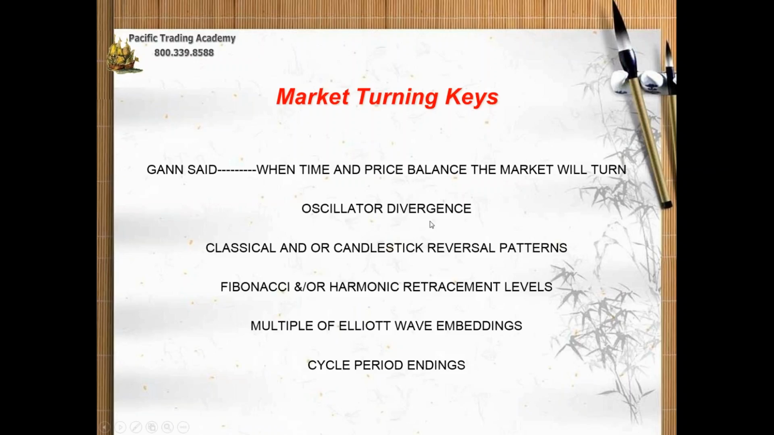What's another? Oscillator divergence. That's very simple for those of you who are familiar with it. Classical or candlestick reversal patterns. Fibonacci harmonic retracement levels. You may be familiar, you may not, I don't know. Fibonacci ratios and certain amounts of runtime based on certain Fibonacci numbers that comprise the sequence. Multiple Elliott wave embeddings, for those of you who are familiar with Elliott waves. Cyclical or cycle period endings.